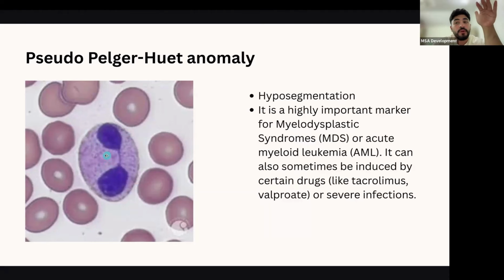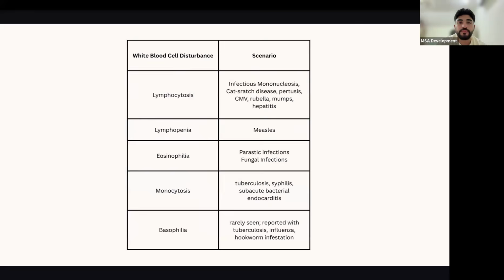This is a very important marker for myelodysplastic syndromes, or it could be due to certain drugs that induce it, like valproate, or severe infections. Or this could be just congenital. Okay, I just put it here because it's in your slides and you have to recognize it.